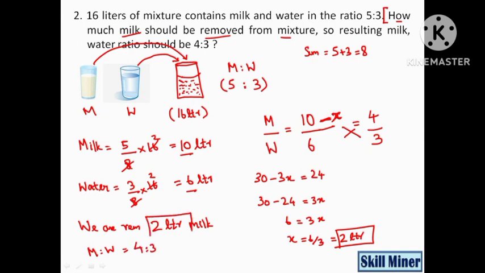After removing 2 liters, the milk water ratio will be 8 divided by 6, which is equal to 4 divided by 3, which is the required ratio. So 2 liters will be the answer.